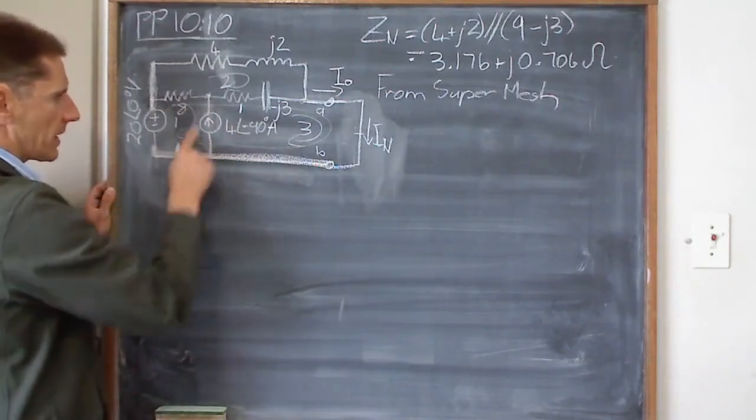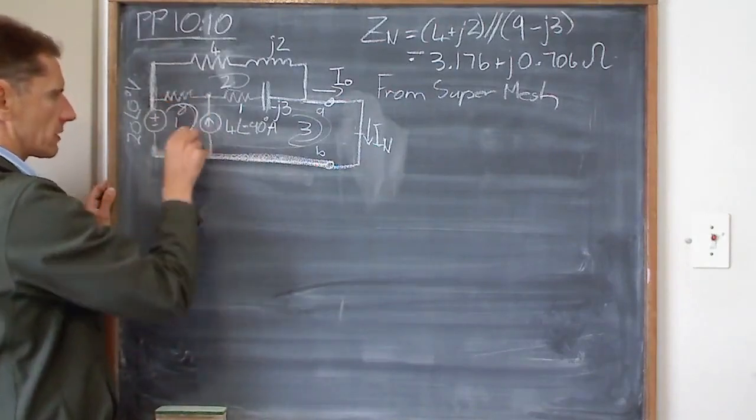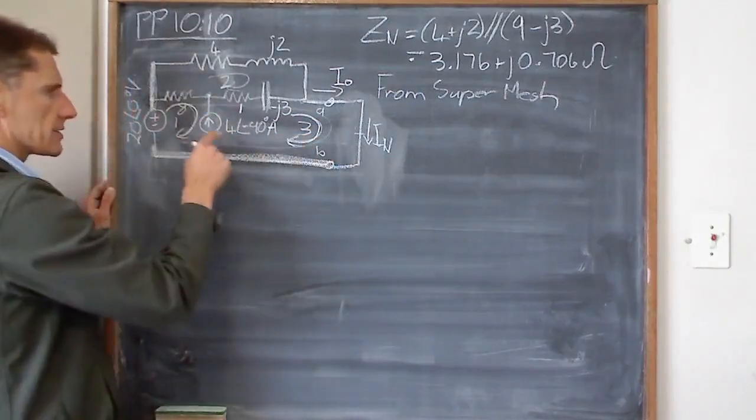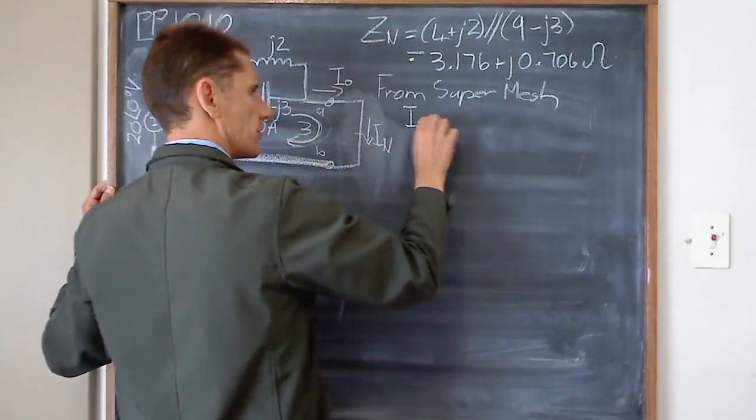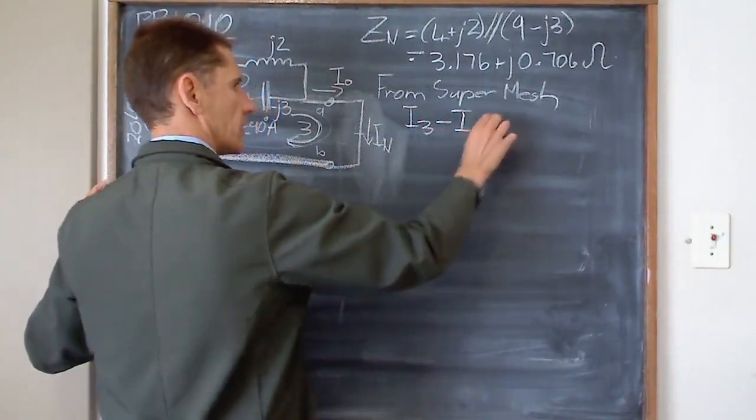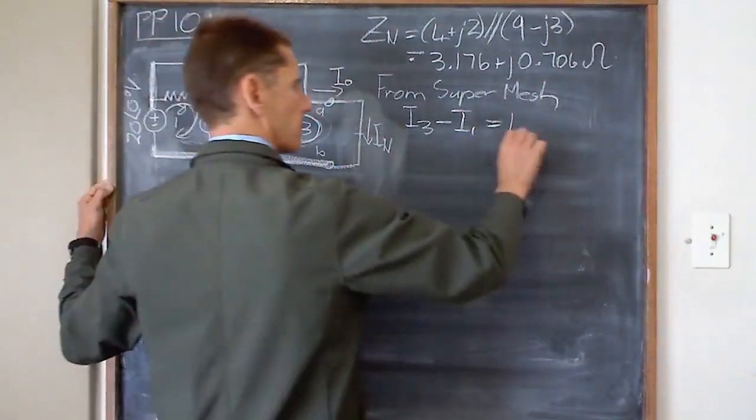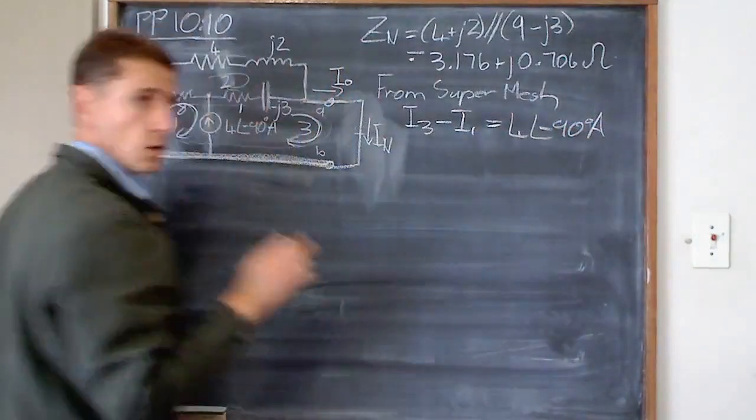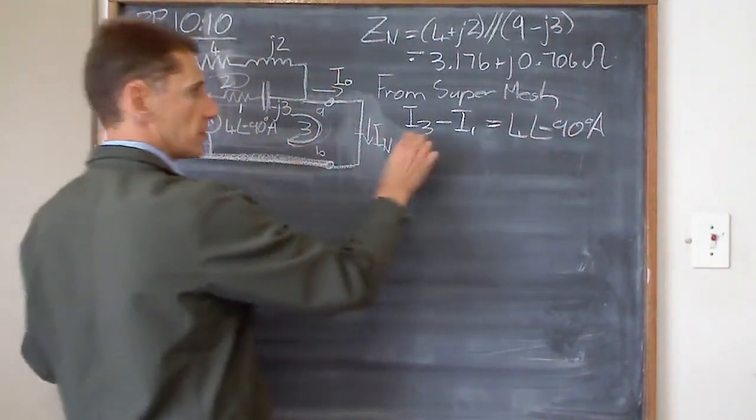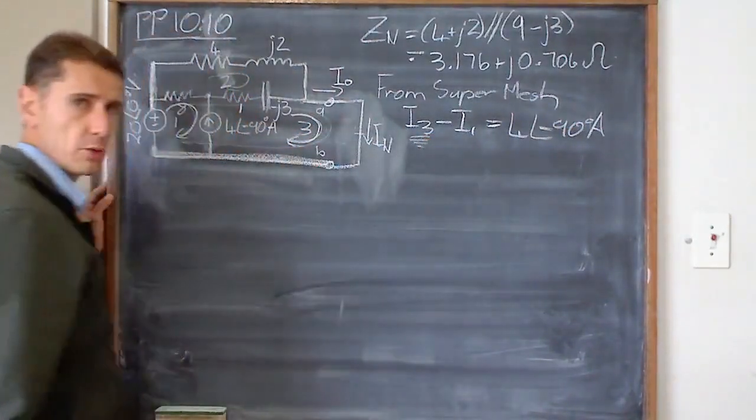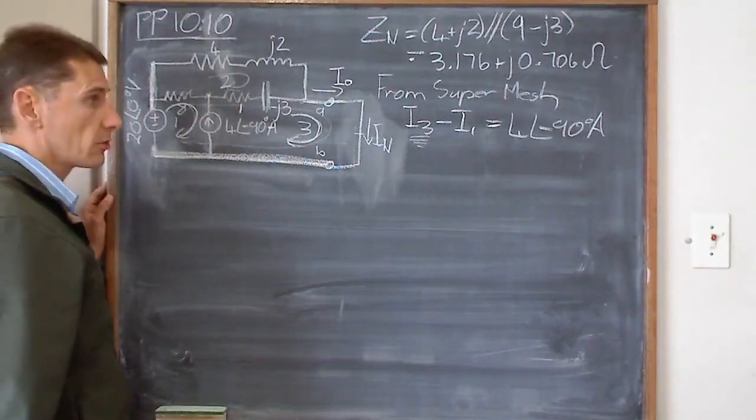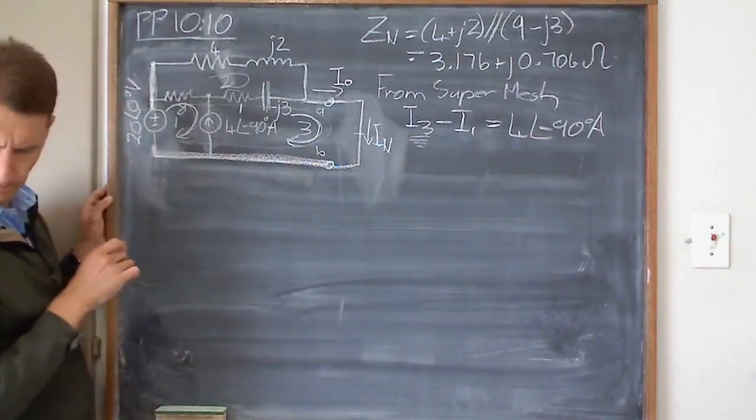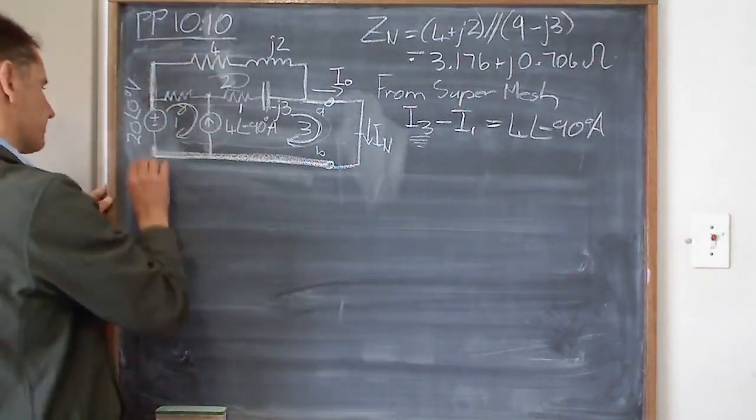I3 minus I1. Can you see that angle there? So I3 minus I1 must give me that source. So I3 minus I1 must equal 4 angle minus 90 degrees amps. What am I looking for here? I3 is what I'm looking for. So which one do I now need to solve to get I3? I need to solve for I1. Yeah, mesh 1.